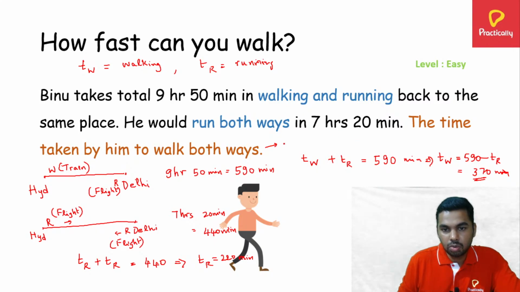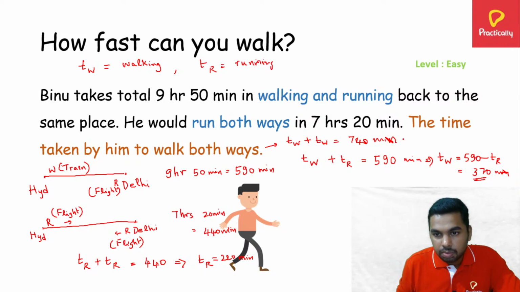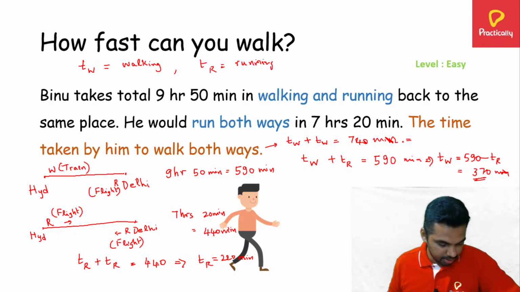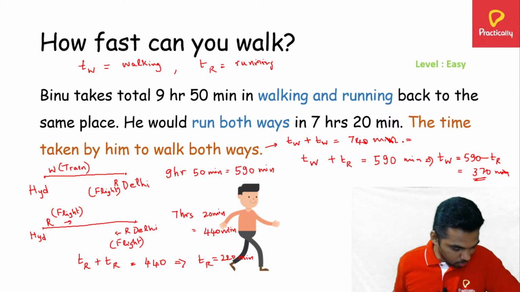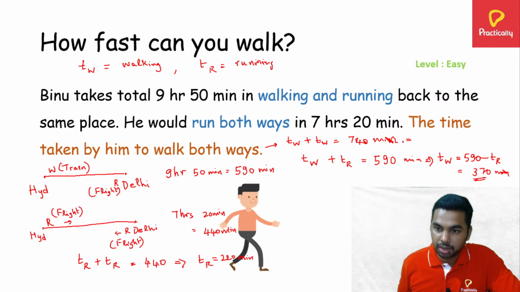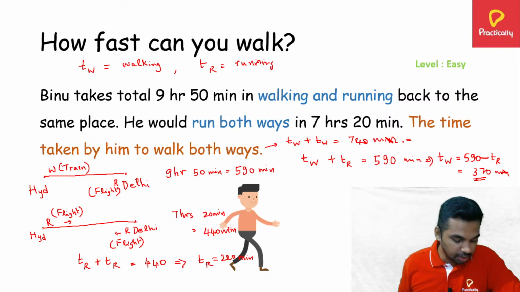Which means walking in both the directions is just TW plus TW. TW plus TW is the double of 370. We understood it to be 740 minutes. Oh, sorry. Okay. So 740 minutes. Can you convert it into hours? Rohan says twice 370 is 700. No, we are getting 740. The double of 370 is 740.